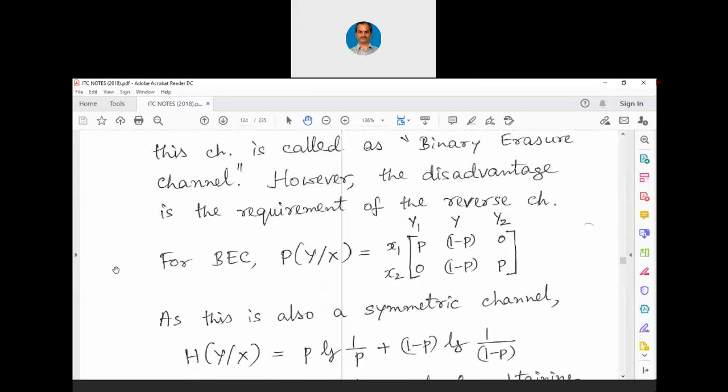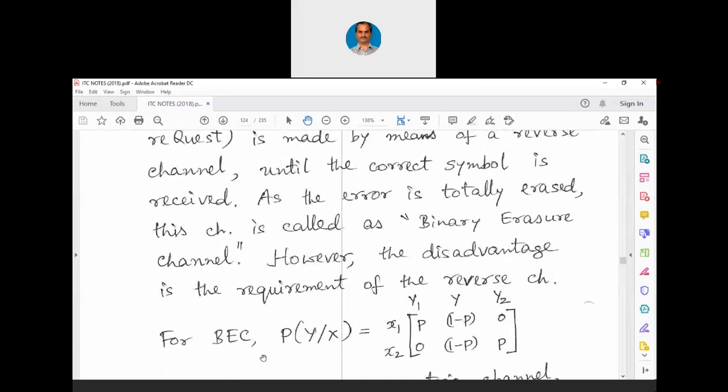So now for a BEC, P of Y/X, you can write it this way: X1, X2, Y1, Y, Y2. You can see Y1/X1 is P, Y1/X2 is 0, Y2/X1 is 0, Y2/X2 is P. In between, Y/X1 is 1 minus P, Y/X2 is 1 minus P. Now this is going to be the channel matrix for a binary erasure channel.